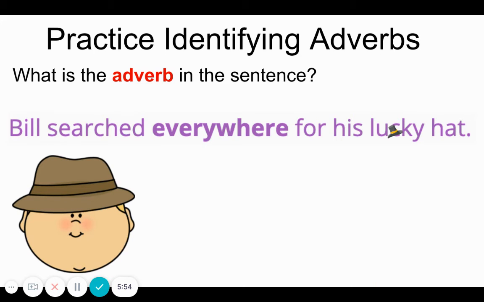All right, we're going to continue practicing identifying adverbs. What is the adverb in this sentence? Bill searched everywhere for his lucky hat. All right, so the verb in the sentence is searched. He's searching. That's something that we do. We all have at some time searched for something. Now, where did Bill search? He searched everywhere. So right here, everywhere is going to be the adverb in the sentence, okay? Where did he search? He searched everywhere.